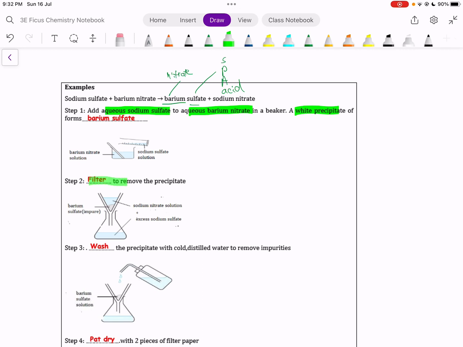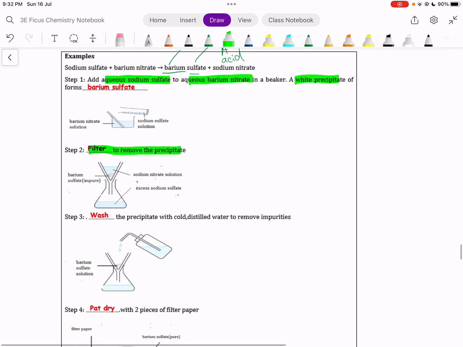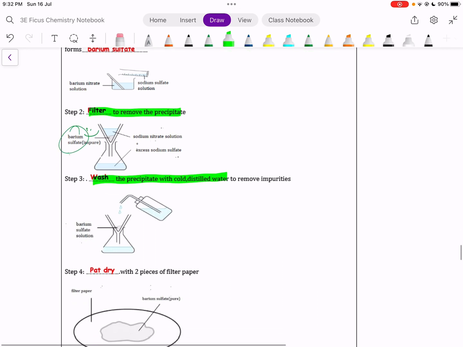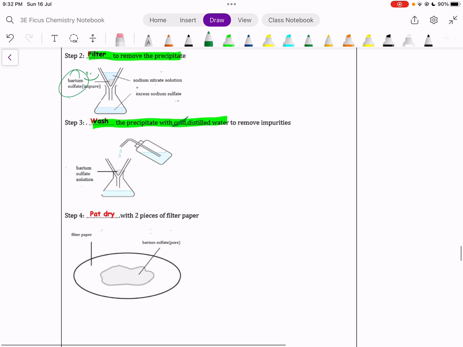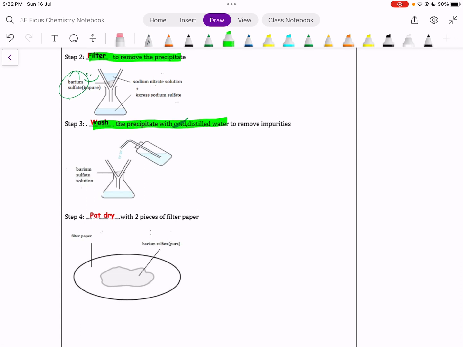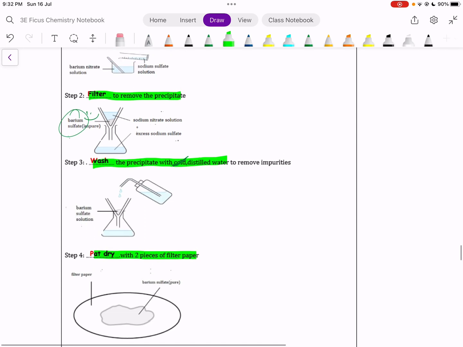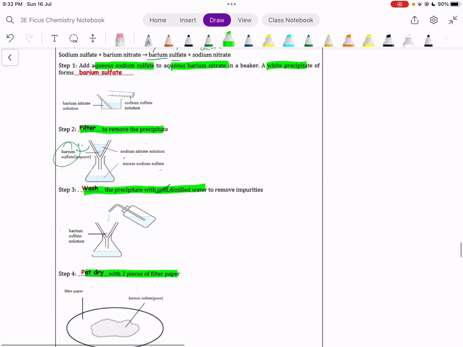Then you filter. Next thing is to filter to remove. So now you want what's inside here, the residue, barium sulfate. Then next, wash the precipitate with cold distilled water, or otherwise distilled water can already. You can cancel away the word cold. And then next, pat dry between two pieces of filter paper. I hope you get all the points. It's a pretty short technique compared to the next two.